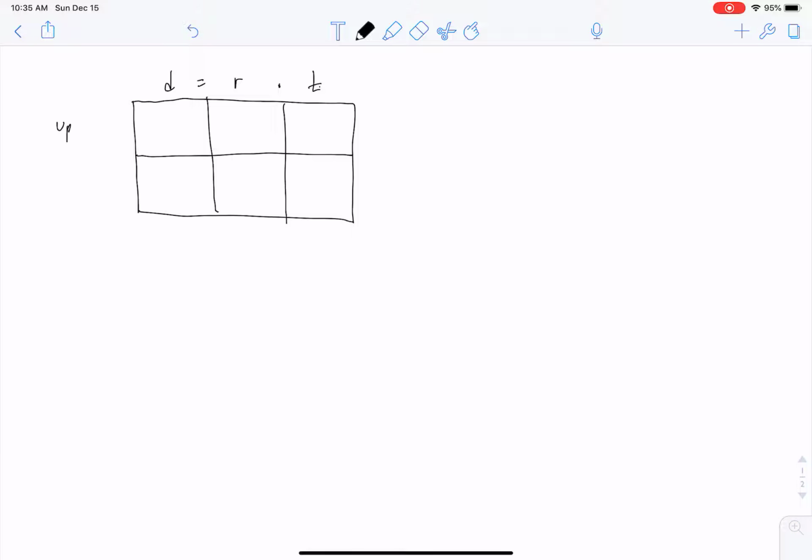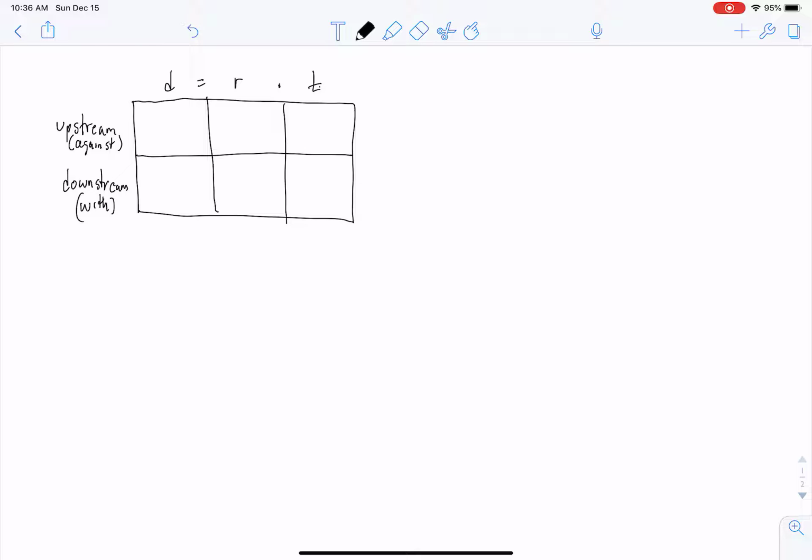So upstream, and downstream. And if you want, in parentheses, you can put against, right? Because it's against the current. And downstream is with the current, right?